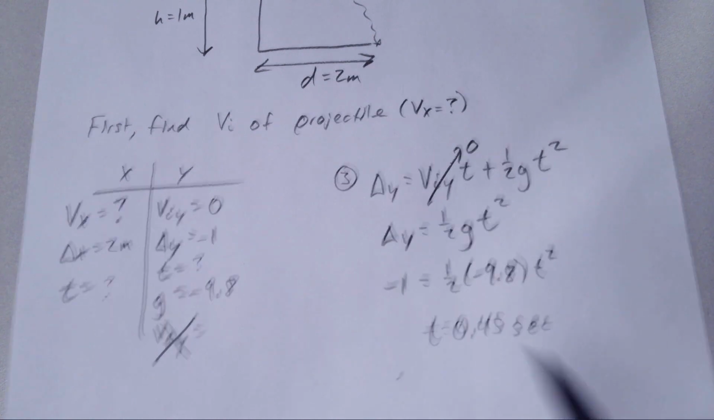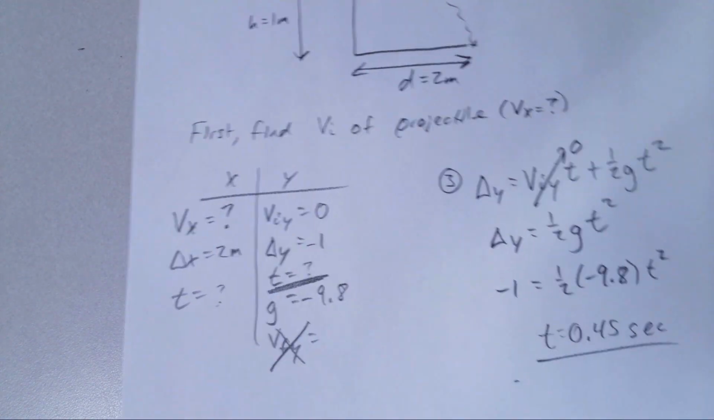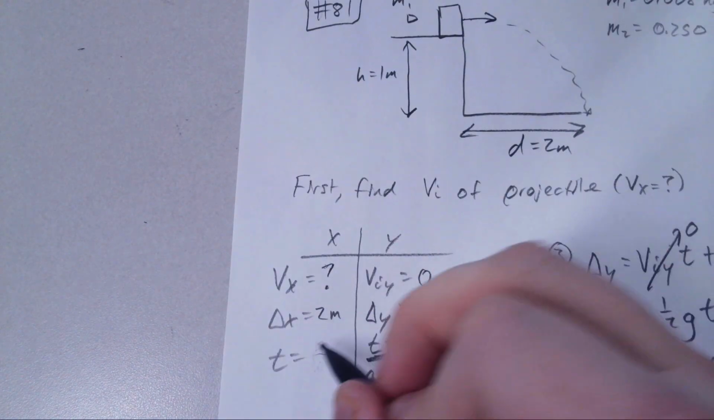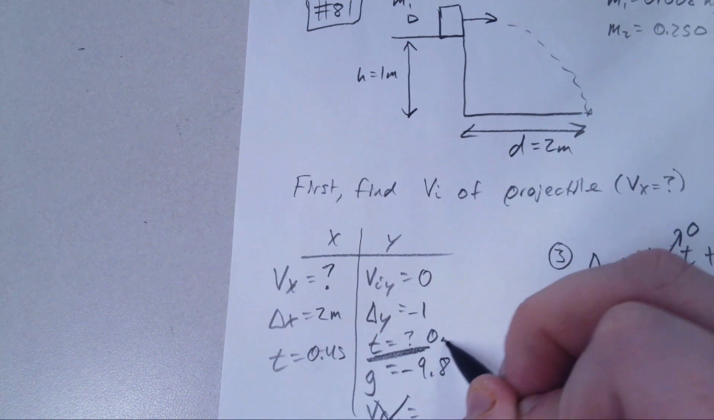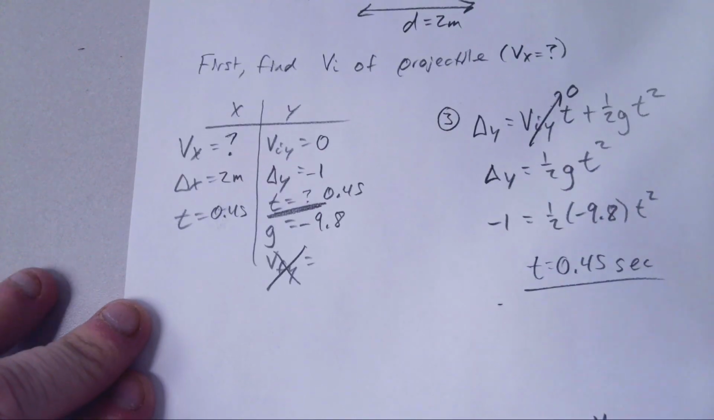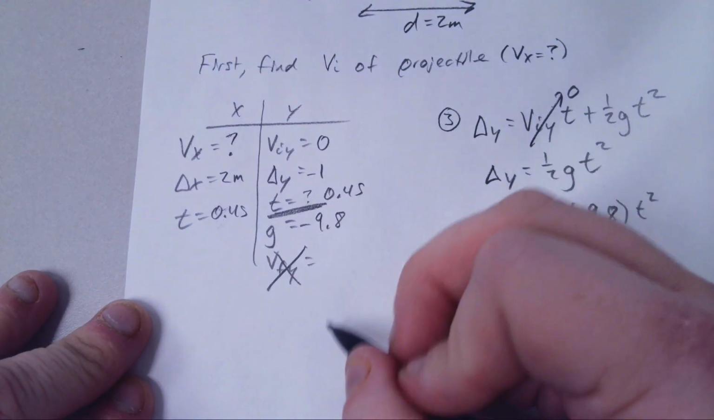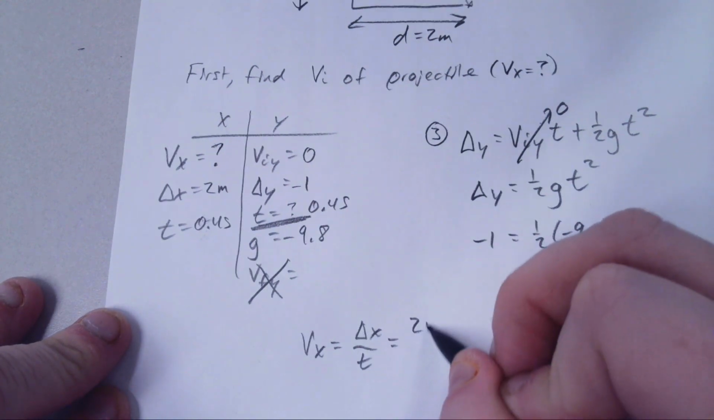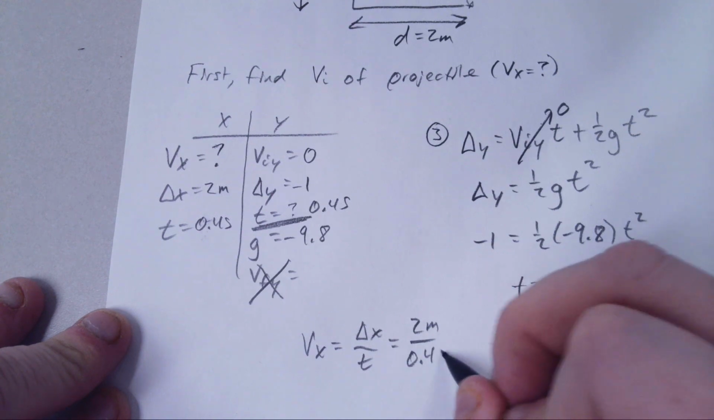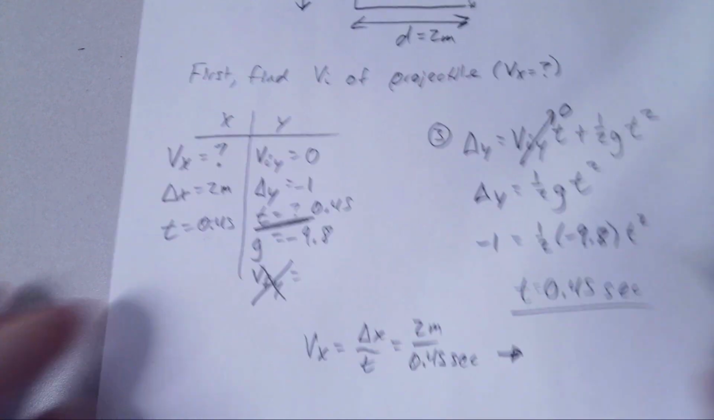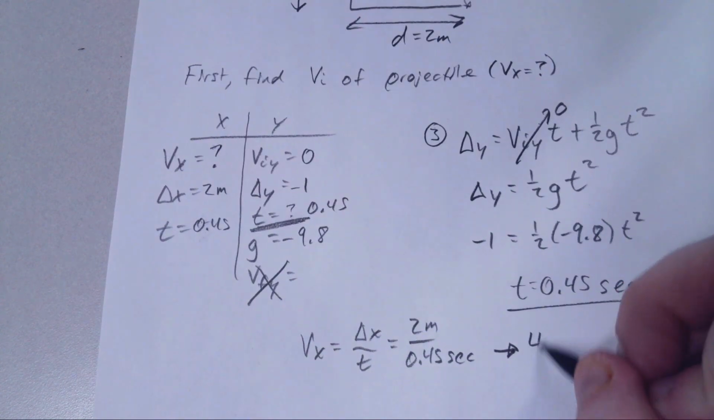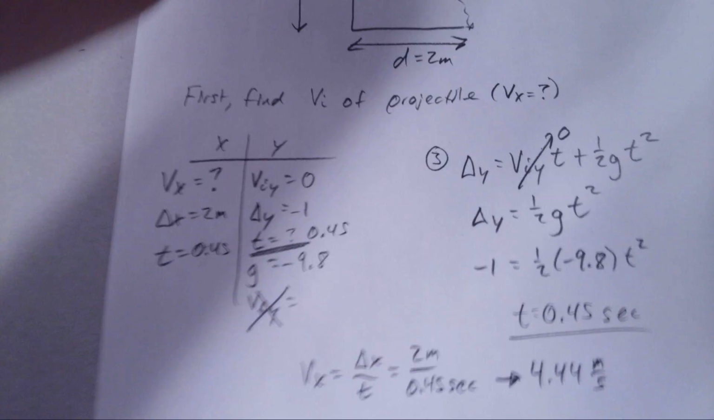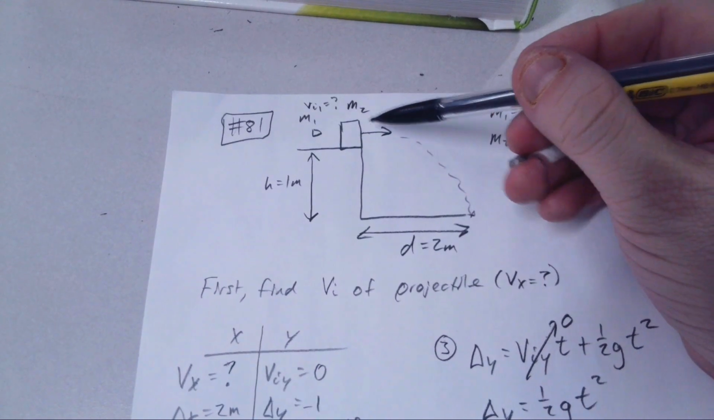So check the numbers, yep. And so once we know what that time is in the y direction, the time it takes to drop is the exact same time that it takes to travel sideways. We now know that this is also 0.45. And since there's no acceleration in the x direction, Vx equals delta x over t. Delta x is 2 meters. Time is 0.45 seconds. So Vx comes out to be approximately 4.44 meters per second. All of that review was just to figure out how fast these combined masses are moving.